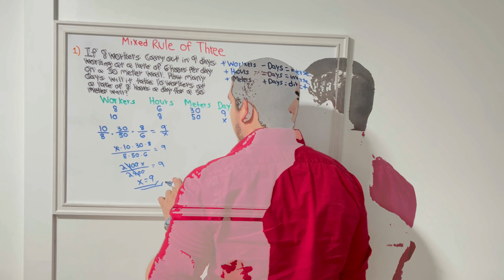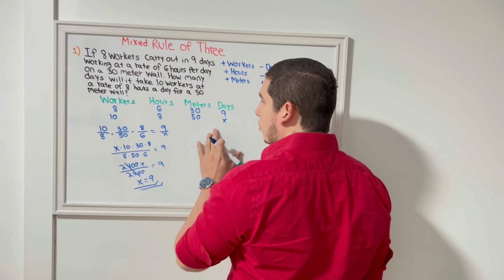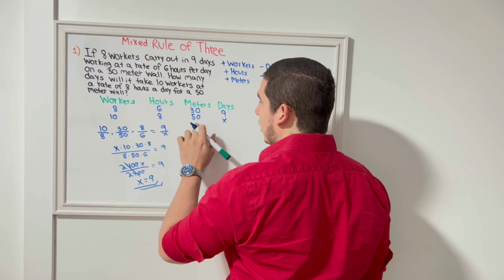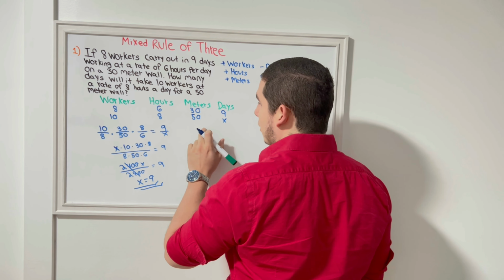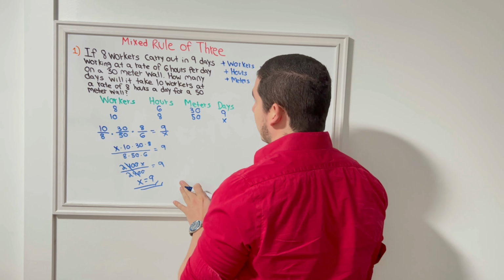And the answer is 9. This means that they're going to take the same amount of days to finish the task, even though they have 2 more workers, 2 more hours, but those 20 meters higher are making the difference, and that is why they will also take 9 days to finish the task.